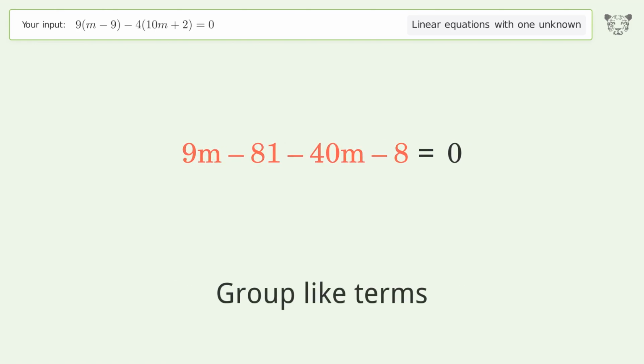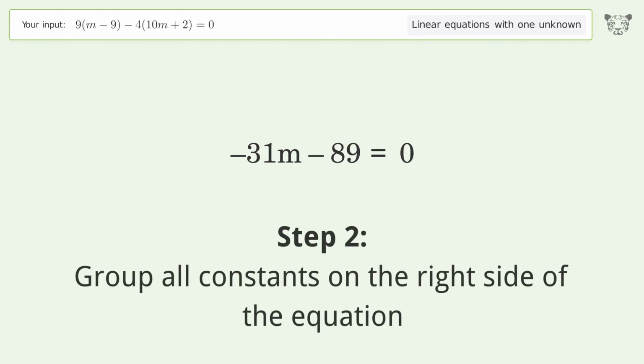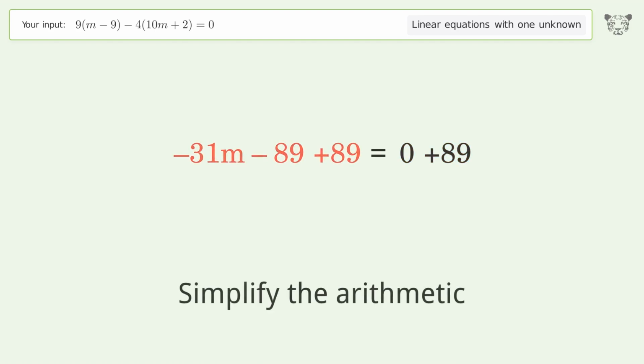Expand the parentheses. Group like terms. Simplify the arithmetic. Group all constants on the right side of the equation. Add 89 to both sides. Simplify the arithmetic.